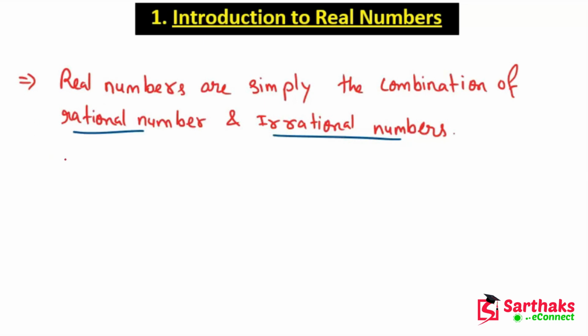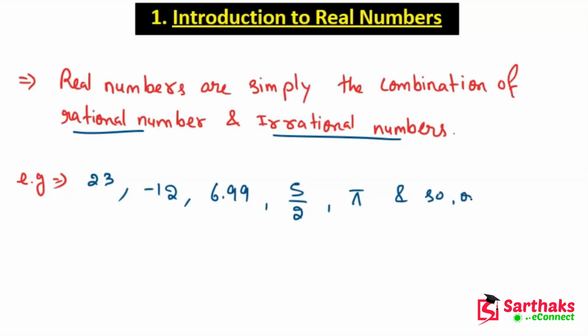Now let's see some examples of real numbers. 23 is a real number, minus 12 is a real number, 6.99 is a real number, 5 upon 2 is also a real number, pi is also a real number, and so on. There are a lot of examples. I hope you understand what real numbers are.